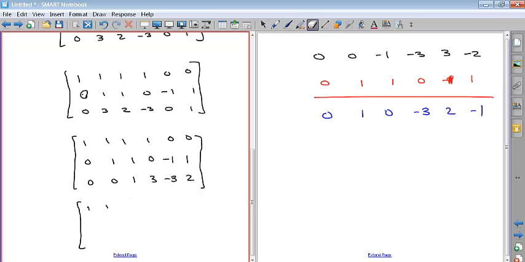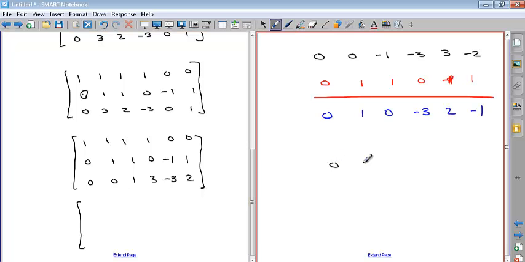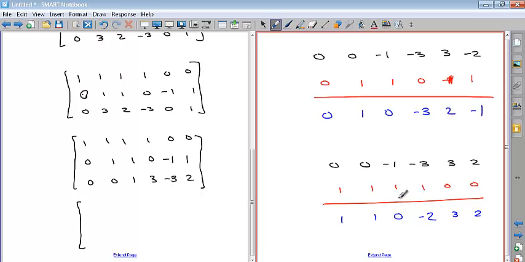And actually, I'm going to do two things at one time here. I'm going to plug that in for here, but I'm going to go ahead and make that go to 0 too. So I'm going to do the same thing. I'm going to take the third row, 0, 0, 1, 3, negative 3, 2, multiply it by negative 1, add that to the first row, 1, 1, 1, 1, 0, 0. Add those together, you'll get 1, 1, 0, negative 2, 3, 2. So I'm just adding columns.